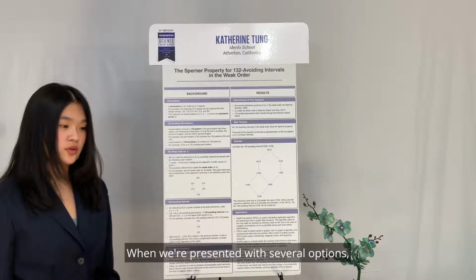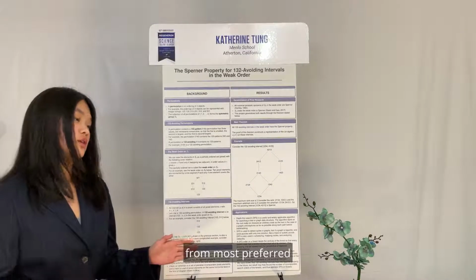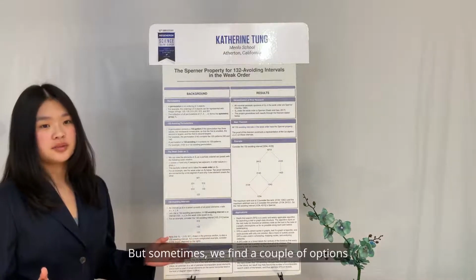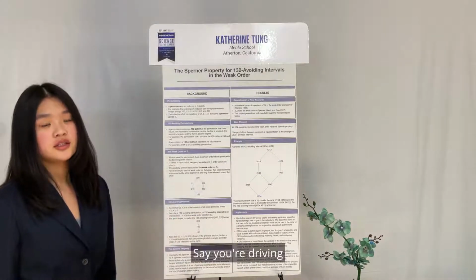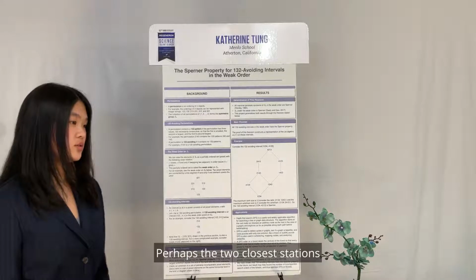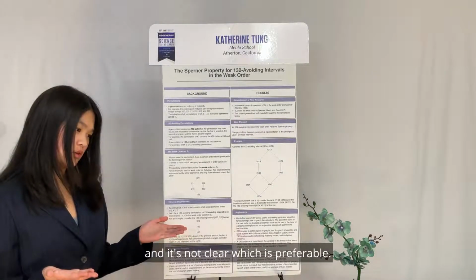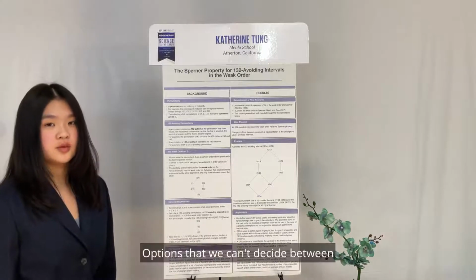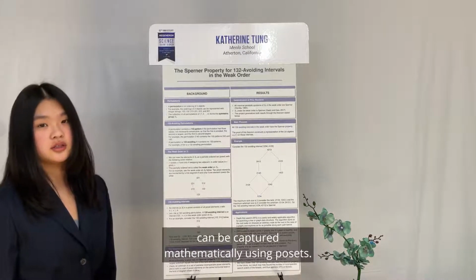When we're presented with several options, we can often order them from most preferred to least preferred, but sometimes we find a couple of options that we can't choose between. Say you're driving and you're looking for the nearest gas station. Perhaps the two closest stations are the same distance away, and it's not clear which is preferable. Options that we can't decide between can be captured mathematically using posets.